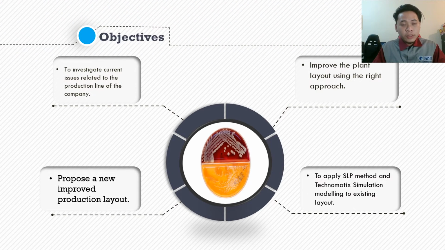So, my first objective for this entire project is to investigate current issues related to the production line of the company. Second objective is to improve the plant layout using the right approach. Next is to propose a new improved production layout. And lastly, to apply SLP method and technometric simulation modeling to the existing layout.